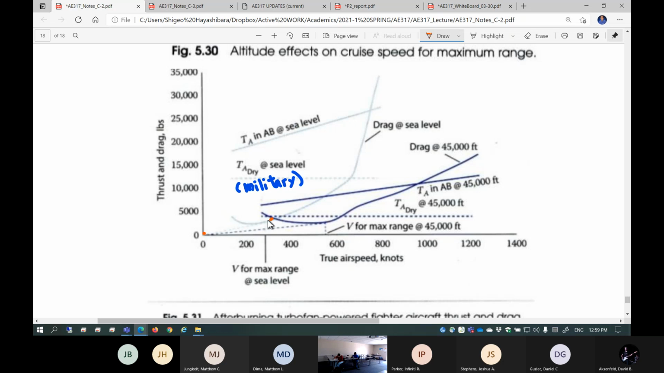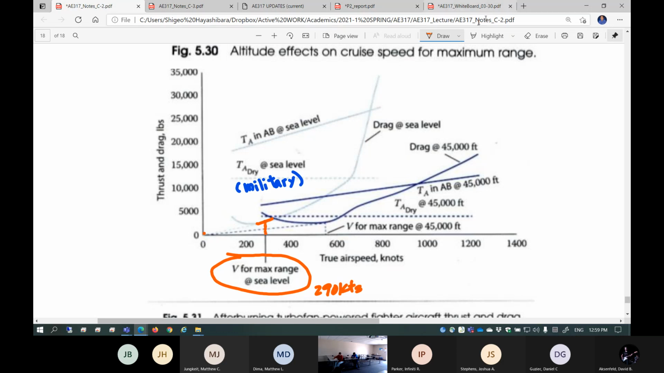So at sea level, this is the airspeed for maximum range at sea level. The value is a little bit less than 300 knots, 290 knots, something like that. 290 knots, let's say.